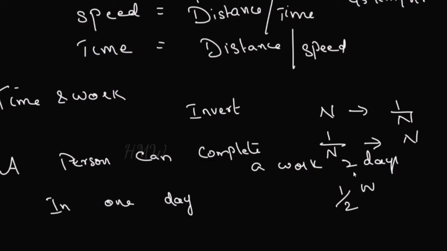So this is called inversion. Here we have converted days to work. Now the other way, in one day, a person can complete 1 by 2 work. The full work he can complete in 2 days. Just the invert of this.